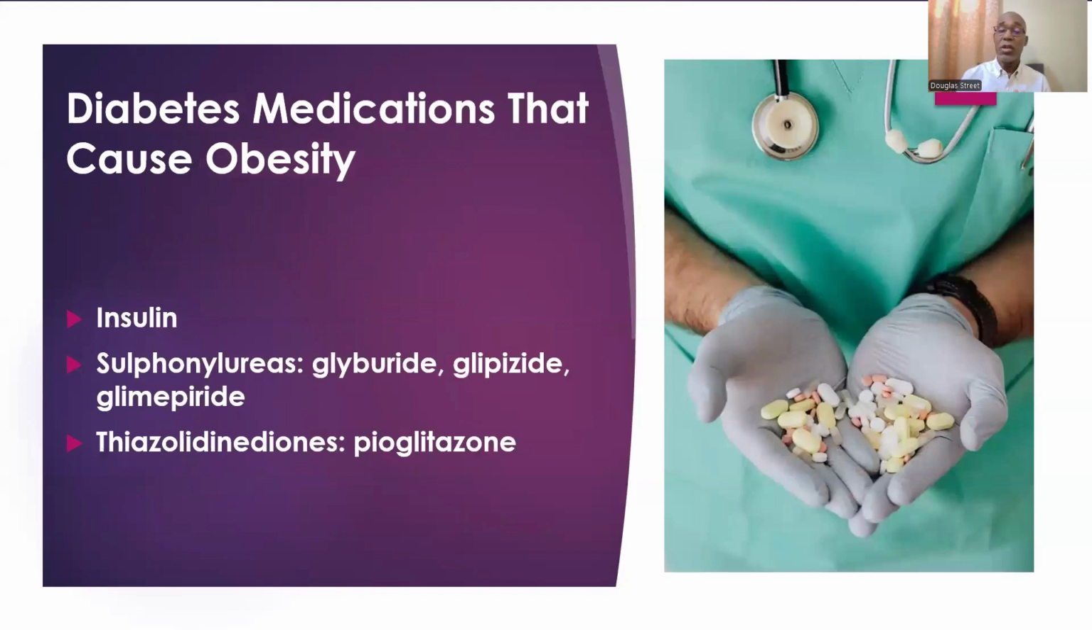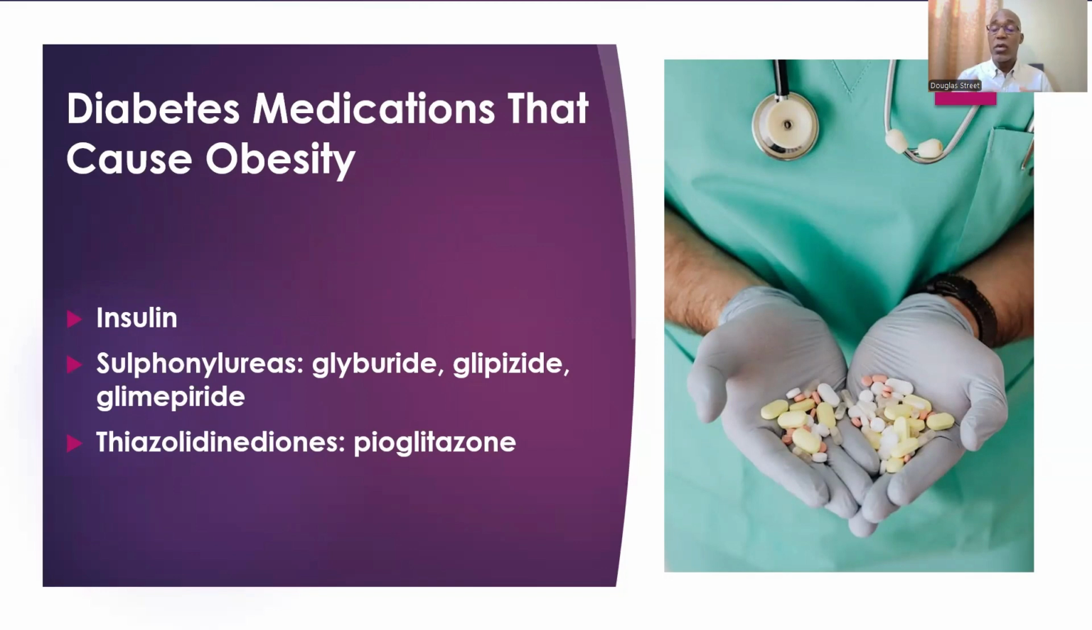And then there are medications that are used to treat diabetes that can cause obesity. And probably chief among them is insulin. As I mentioned before, insulin puts the body into a fat storage mode, and therefore it can cause weight gain by putting on extra fat.